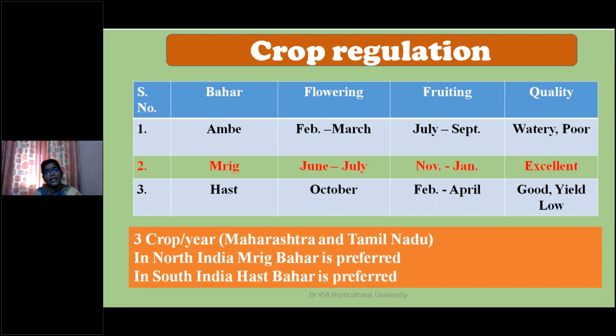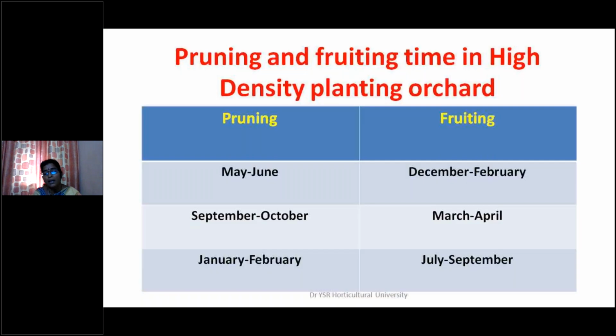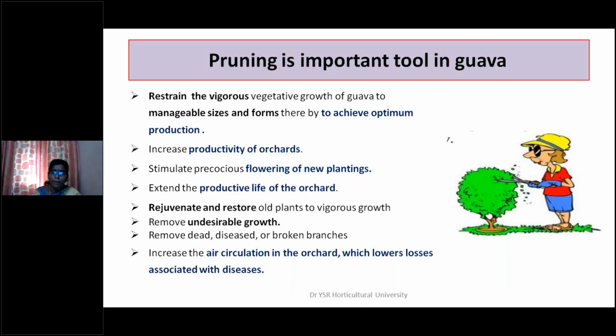So for doing crop regulation, we can withhold water 20 to 25 days before flowering, and we can do the pruning so that we get flowering and fruiting at the desired time. This is a repetition of the earlier slide only. And then pruning is a very important tool.